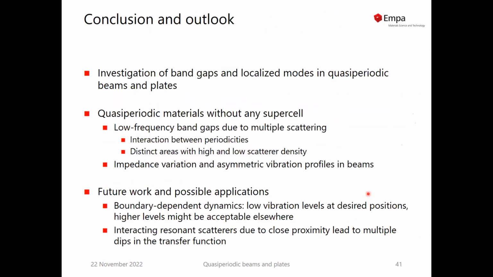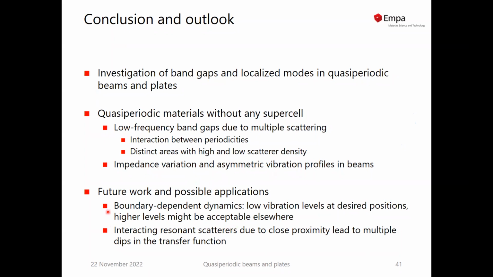So to finish my talk, very briefly, we have investigated band gaps and localized modes in some quasiperiodic beams and plates. We show that even if no supercell is present within the boundaries of our experimental cases, we can still reach low frequency band gaps, either because of interaction between the periodicities like in the beam, or because the scatterers become closer together at certain locations, and they lead to low frequency band gaps. And we get different mechanical impedances, which leads to an asymmetric vibration profile.